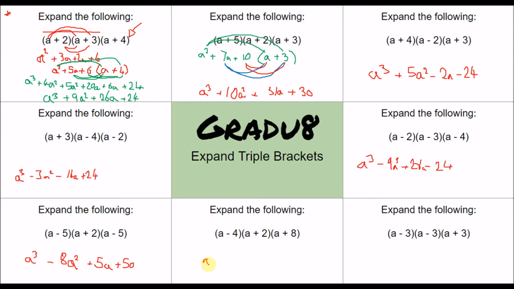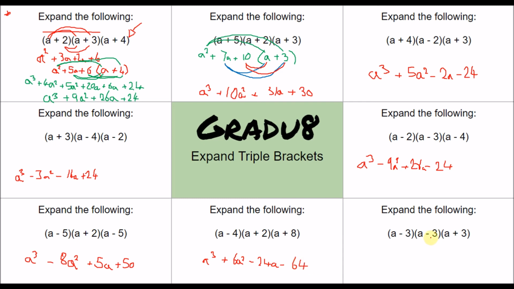So for this one, you're going to have a to the power of 3 plus 6a squared. So that's 6a squared minus 24a and then minus 64.